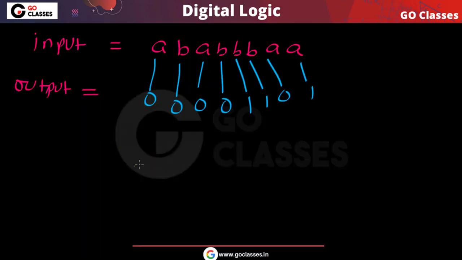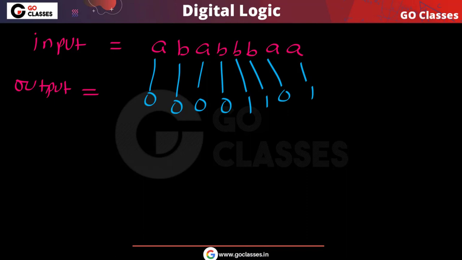Now let me tell you actually what is happening here. Here you can take some more examples and you can check it out. In the GATE exam, some options will be given to you, options 1, 2, 3, 4. You can eliminate the options very easily. Now by taking some more examples, you can observe something. What is the observation?